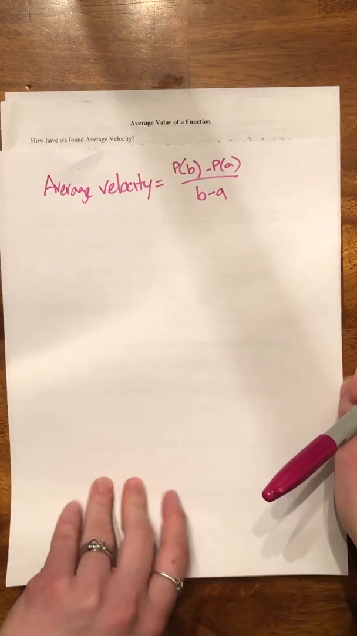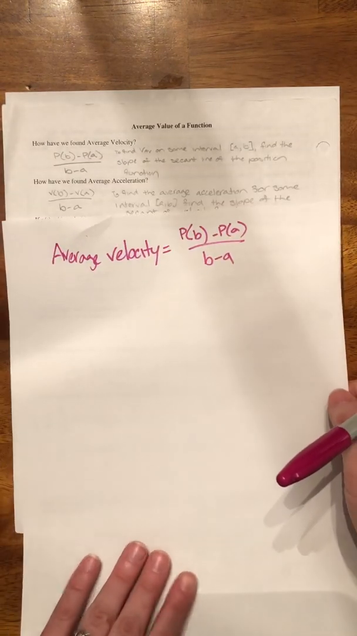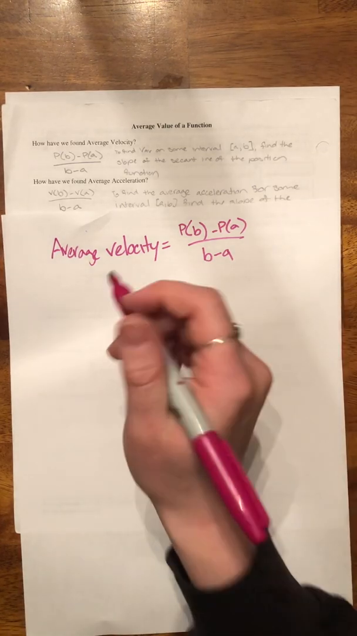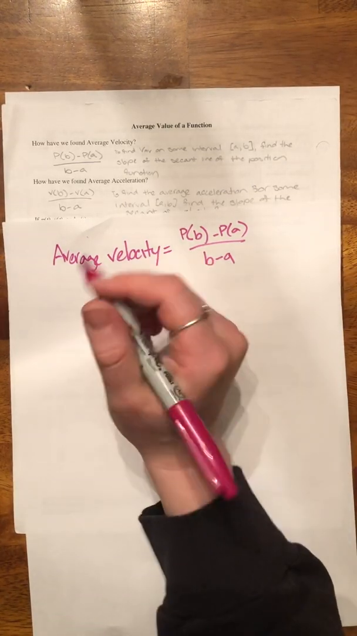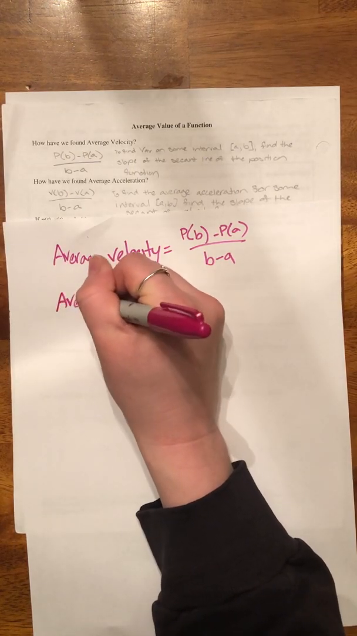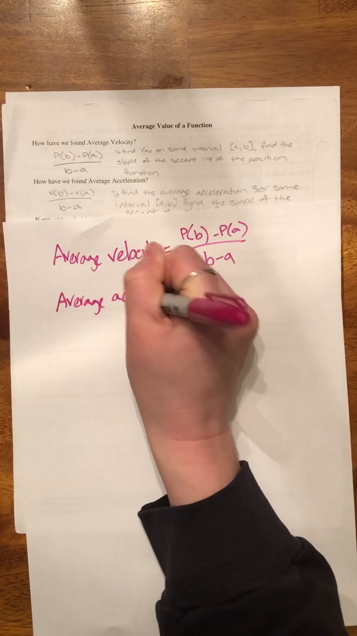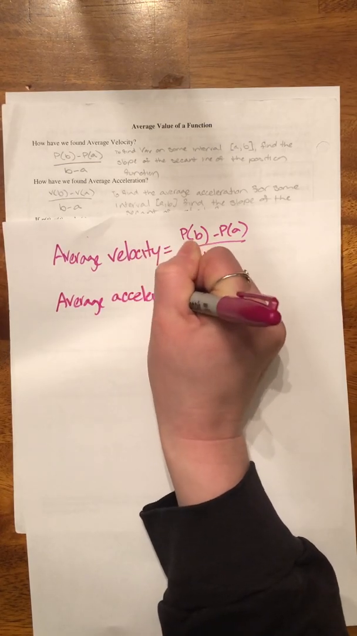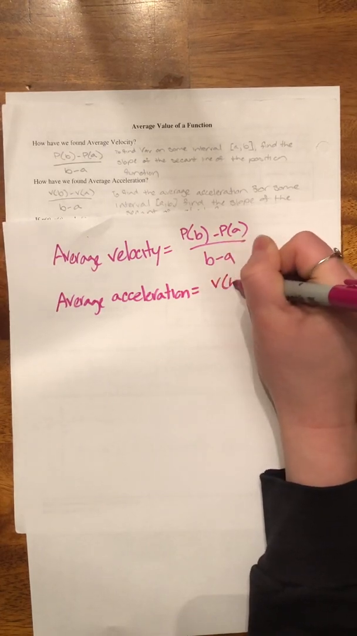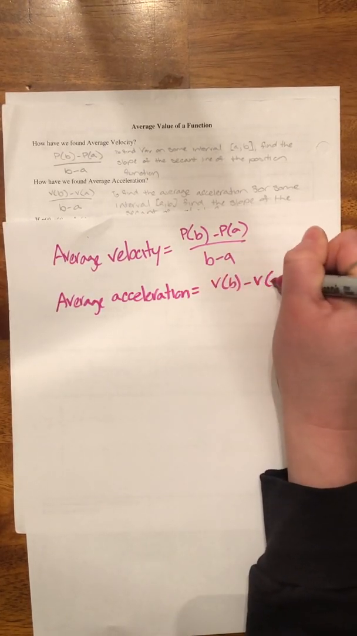Then the next question on here says, how do we find average acceleration? Acceleration is a rate also. It is the slope of velocity. So I'm going to say average acceleration, and then I would do the velocity at B minus the velocity at A over B minus A.